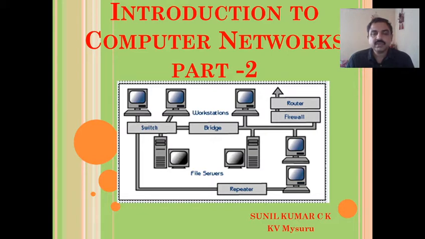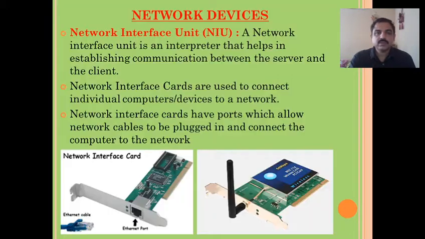So we'll see what devices are used in a computer network and their uses. The first one is the network interface unit or network interface card. A network interface unit is an interpreter that helps in establishing communication between the server and the client. We know what a server and client are. If you want to establish a connection between them, you need a device called a network interface unit or network interface card. Network interface cards are used to connect individual computers or devices to a network.